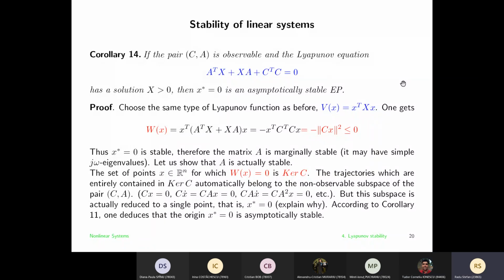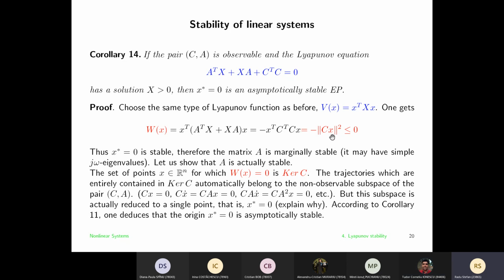Tudor, is someone talking and I can't hear? Is something telling me something and I cannot hear it? I can't hear it. I'm only hearing you. I had the impression that someone wanted to talk, but okay. There is no question. I'll ask a question later about this proof.